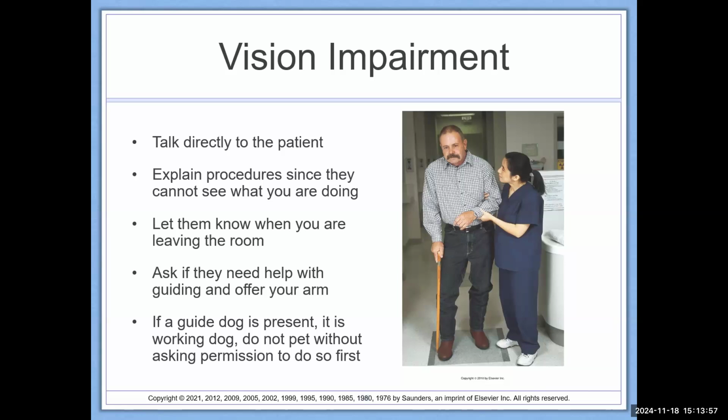Even moving their wheelchair, if they're also wheelchair bound, you want to say, would you like me to move your wheelchair? Don't just go up to someone, because remember, these patients, whichever they're lacking in vision or hearing, their other senses are heightened. So if someone is visually impaired, their hearing will be heightened. So you really have to be mindful of that.